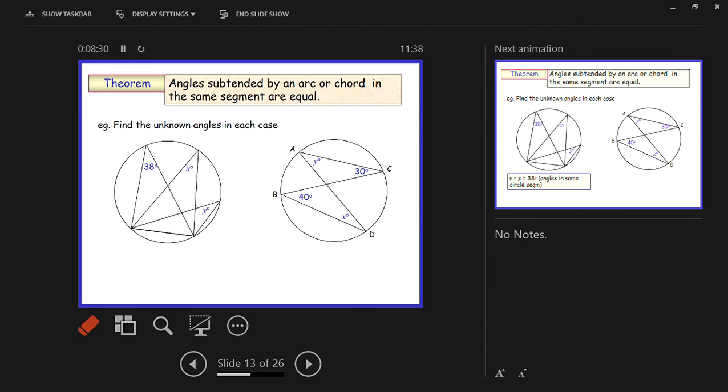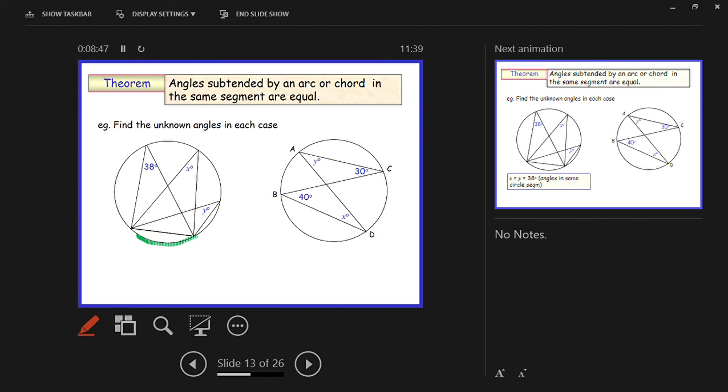38 degrees, what would my reason be? Angles in the same circle segment. Why? Because we see that they are subtended by this. No? Do you see? They're subtended by the same. You can either work with the chord or the bow.